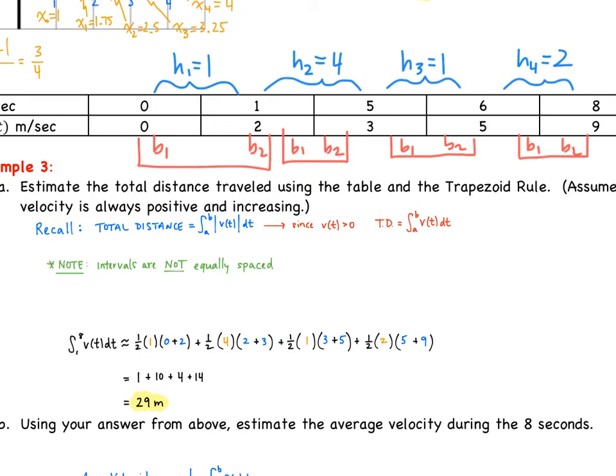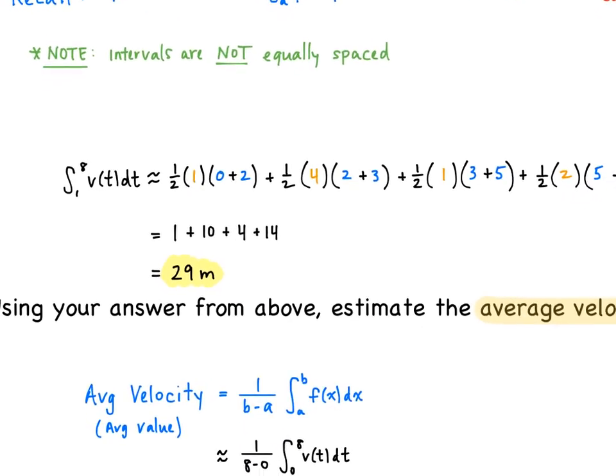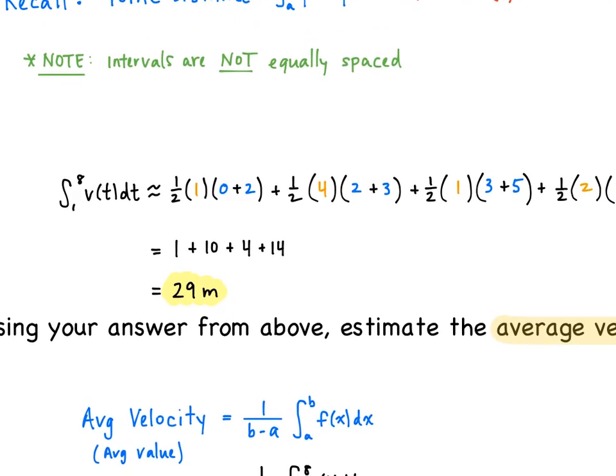We're going to use that fact for this second part of the example. Using our answer from above, that 29 meters, we're going to estimate the average velocity. Now, one thing we should note: when we see average velocity or something average, we're thinking average value. So average value is our average velocity. Remember, average value is 1 over b minus a times the integral over that interval of that function. Now we're trying to find the velocity, so we're just going to say that our f of x is really v of t dt.